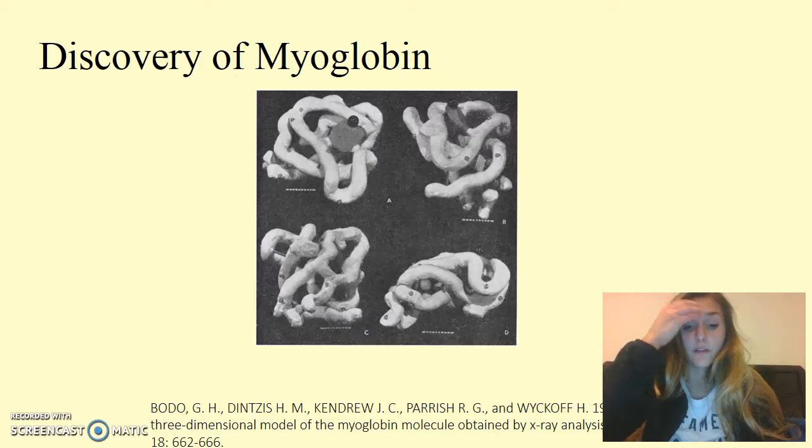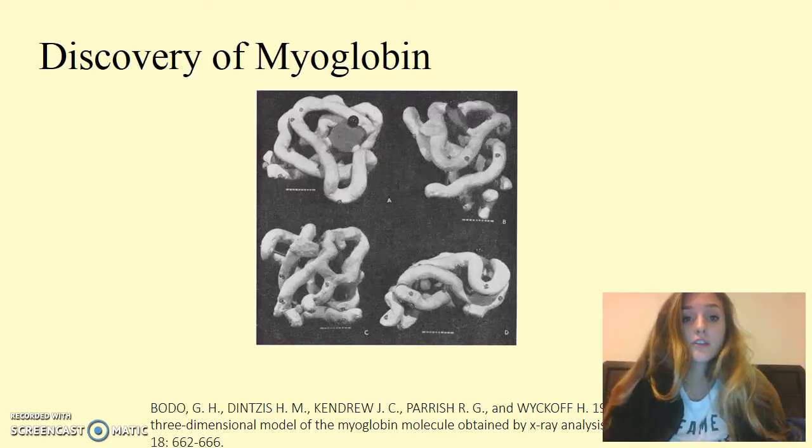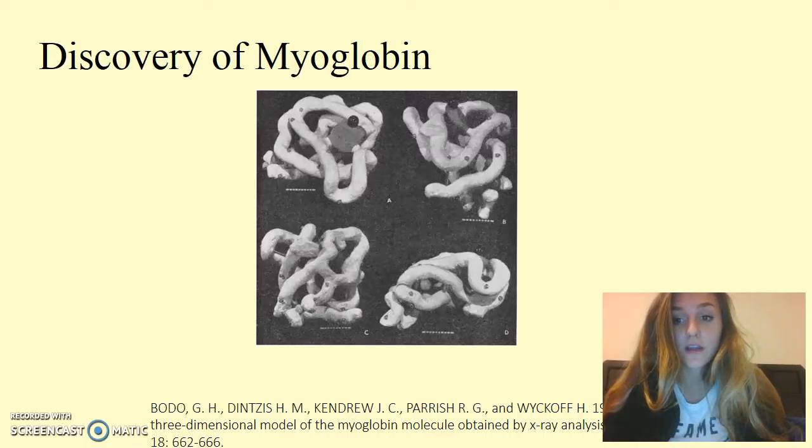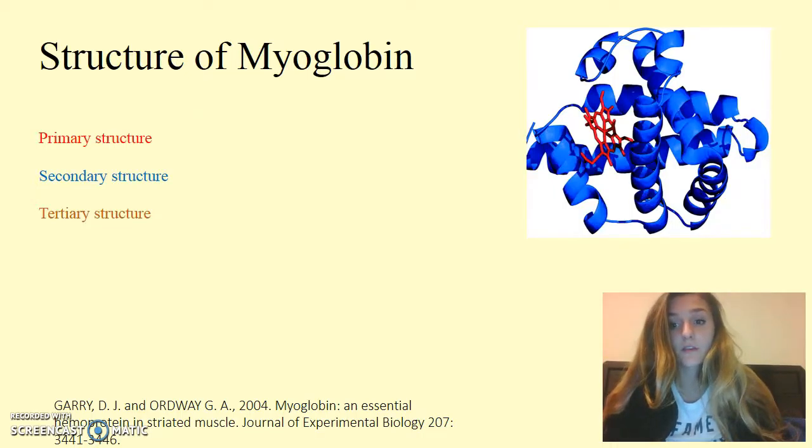So the discovery of myoglobin occurred in the late 1950s by John Kendrew. He was basically on a quest to figure out what proteins look like, and he looked at the sperm whale, and he actually figured out its structure through X-ray crystallography. So here's an image, the first image ever of a protein, in fact, that he published in Nature in 1958.